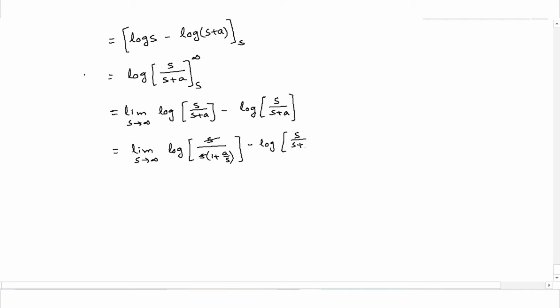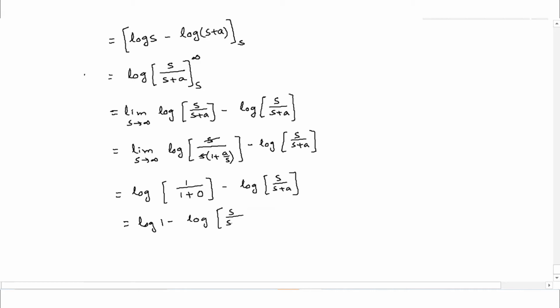So if I apply the limit in this case, I'll be getting log of 1 by 1 plus a by infinity. Anything by infinity will be what? Anything by infinity will be 0. So it is minus of log s by s plus a. So you'll be getting log 1 value. Log 1 minus of log of s by s plus a.